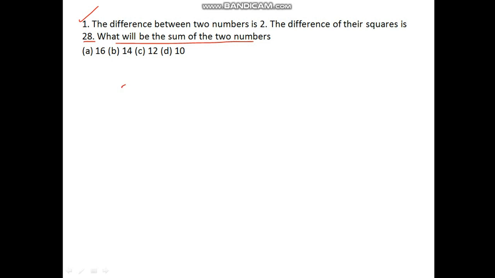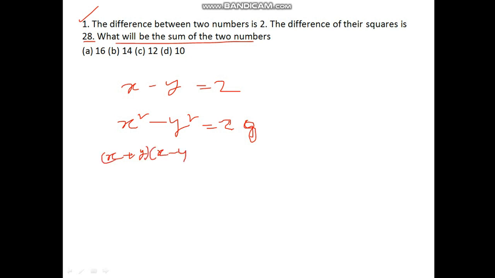So let's start. Take two numbers x and y. The difference between them is 2, and x square minus y square is equal to 28. So we know (x plus y) into (x minus y) is equal to 28. So we put x minus y as 2 here, so the answer, x plus y, is 14. So this will be the correct answer.